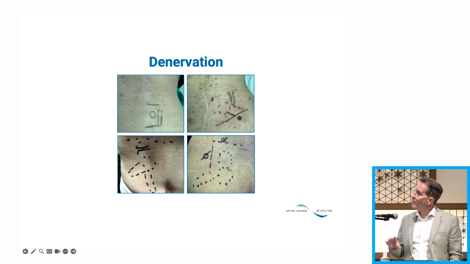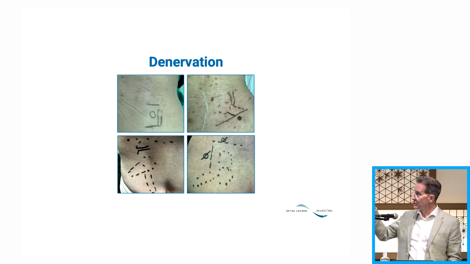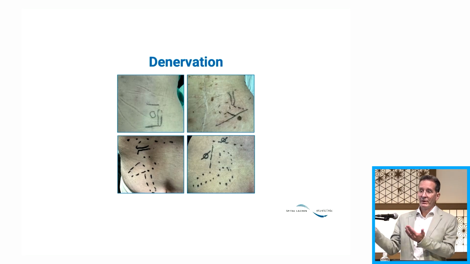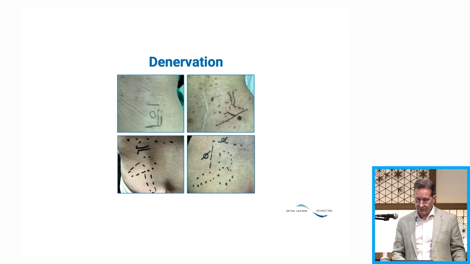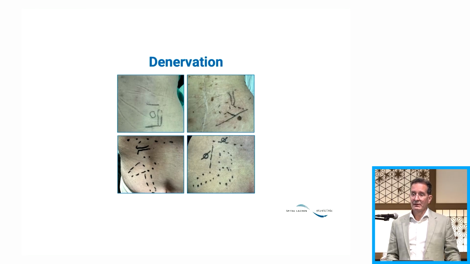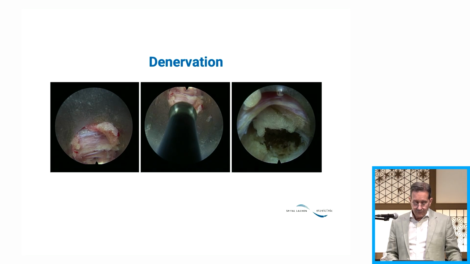So we do a mapping while the patient is awake, the day before surgery, we draw it, and then we have this picture on an iPad, and we compare it to the intraoperative fluoroscopy to make sure we get exactly the branches that were painful during the denervation as well. So in summary, this is how it looks.